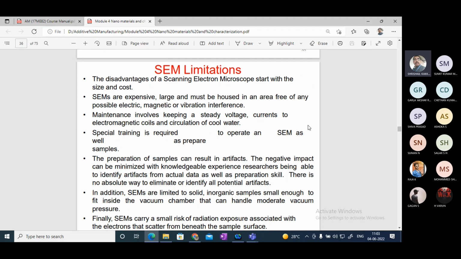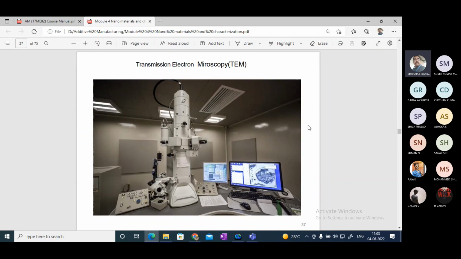So the magnification factor is very high, up to 10 lakhs and even more. In your mobile, if you go for 100 magnification, you cannot see the figure at all. It will be blurred. I think you can see that.